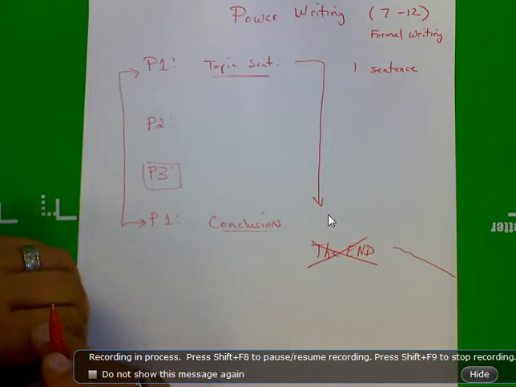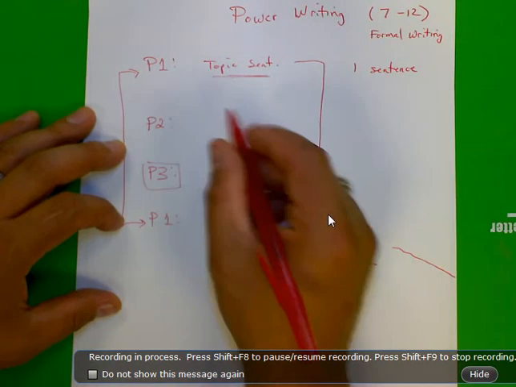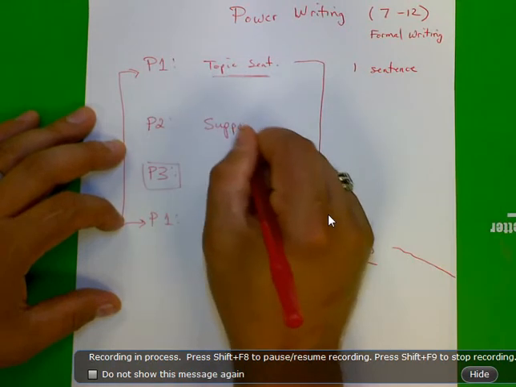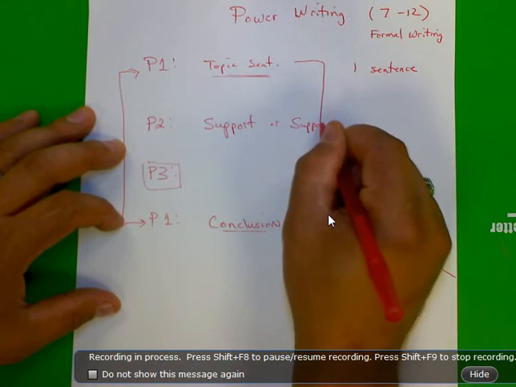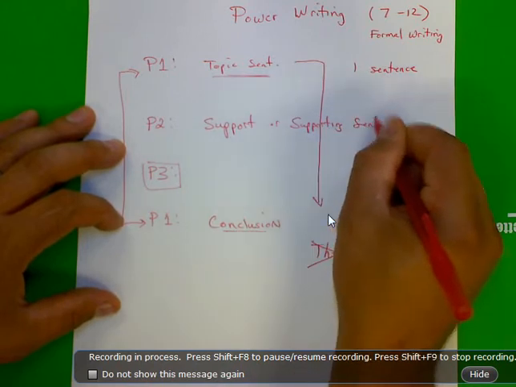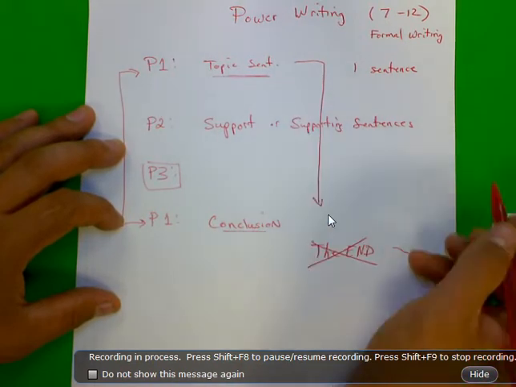Okay, we're going to look at the power 2 and ask, what is the power 2? Power 2 is what I call support, or supporting sentences, because we're never really just dealing with anything that's not in sentence form. These are supporting sentences, and we can have many.